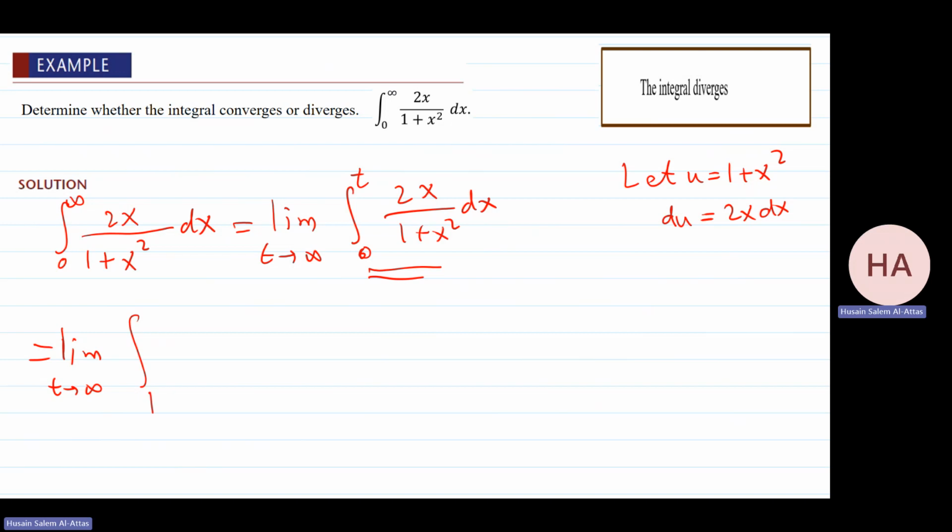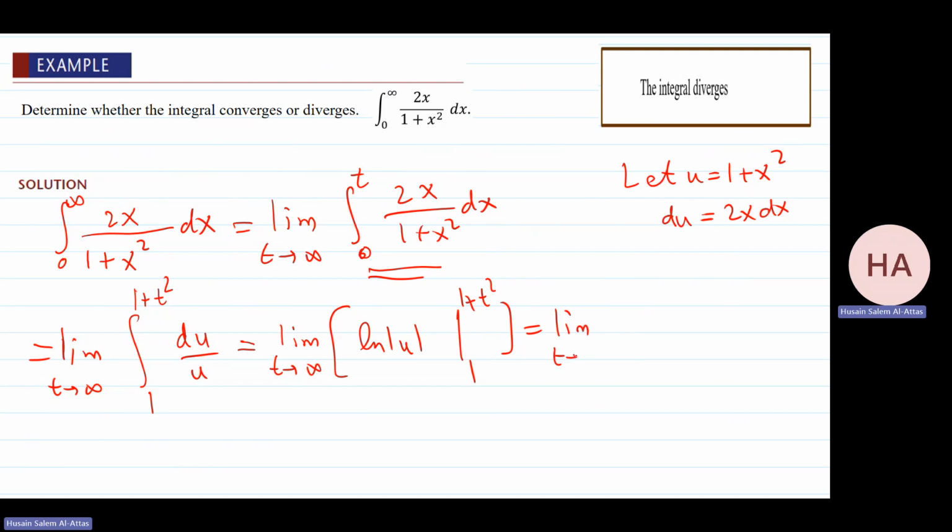Okay, that will be, for x equals 0, u is 1, and then you have 1 plus t squared. So du over u. And that will be the limit as t goes to infinity of ln absolute value of u, from where to where? 1 to 1 plus t squared. That will be the limit as t goes to infinity of ln of 1 plus t squared, which is always positive, minus ln 1, which is 0. So what is this limit? Infinity squared is infinity, plus 1 is infinity, ln infinity is infinity. So it will diverge.